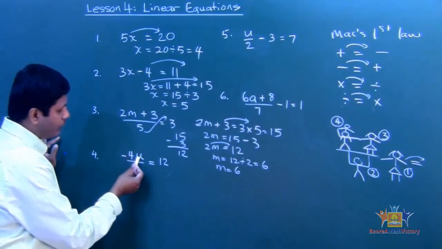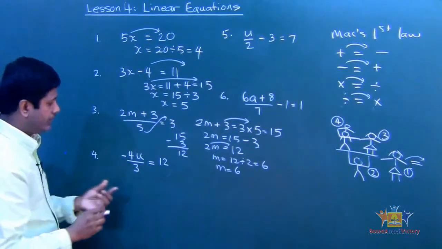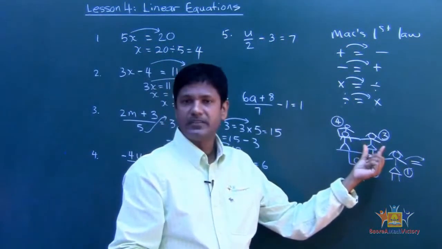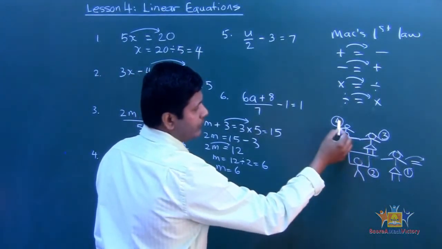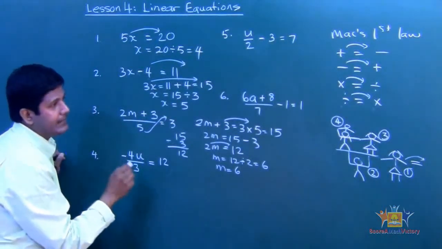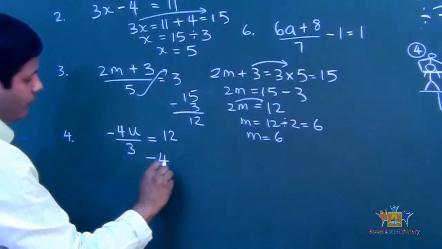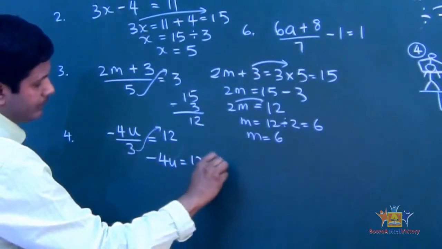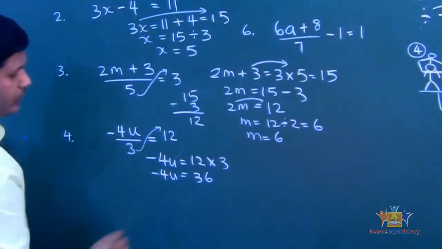We got negative 4u over 3 equals 12. Now, who got to go first? Look at this. You got your dad and your little brother. Your sister is missing. Alright, that means we're going to go to sequence. Since 3 is not there, I'm going to go to the 4. That means 3 got to go first. What's 3 doing? Dividing. Division cross the bridge becomes what? Multiplication. So that becomes negative 4u equals 3 cross the bridge, multiply, because it's dividing. So it becomes 36. Negative 4u equals 36.